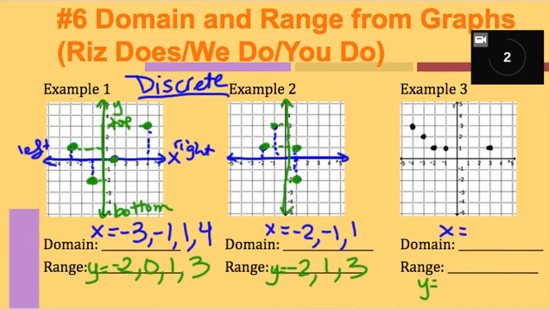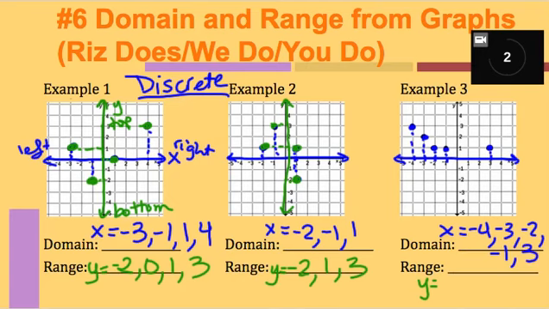Now I'm going to look at all of the x values of this final example, again, from left to right. I see this point, it's at negative 4. I see this point, it's at negative 3. I see this point, it's at negative 2. I see this point, it's at negative 1. I see this point, it's at positive 3. So those are all of my x values.